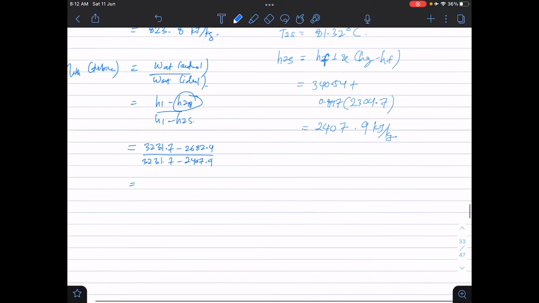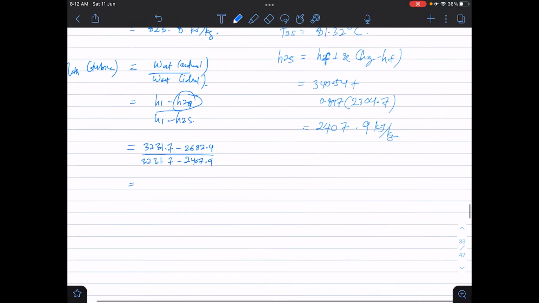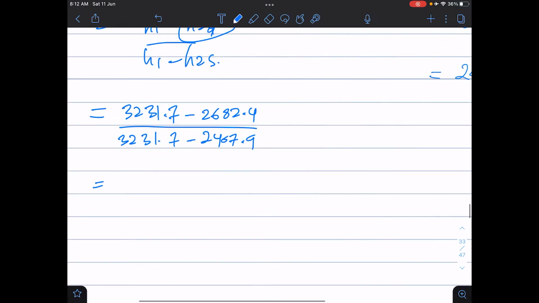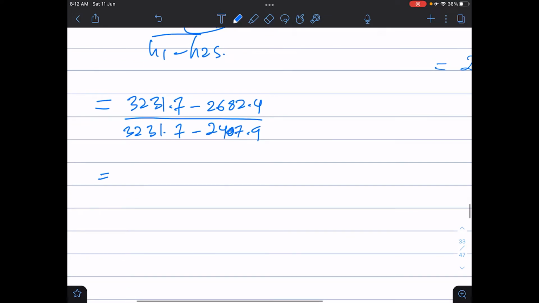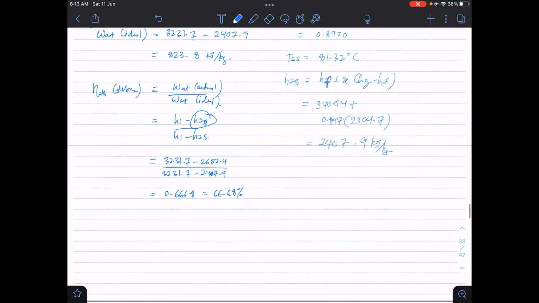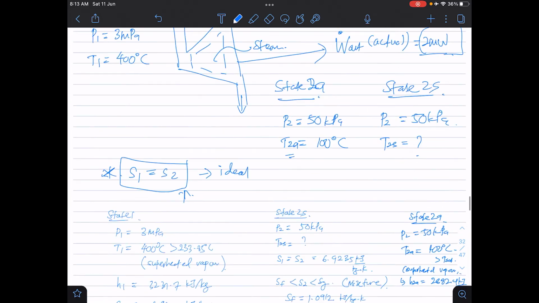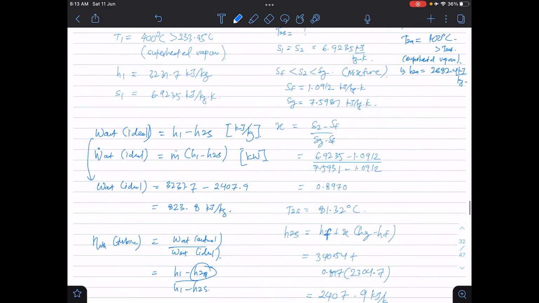2407. So I get here the efficiency is around 0.6668, which is 66.68%. Okay, so this is the efficiency of the turbine.